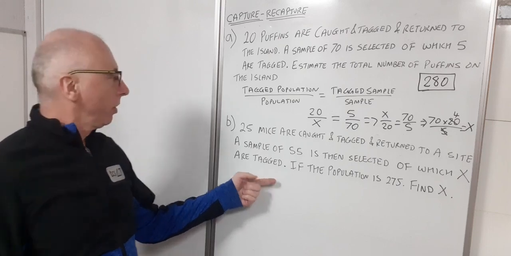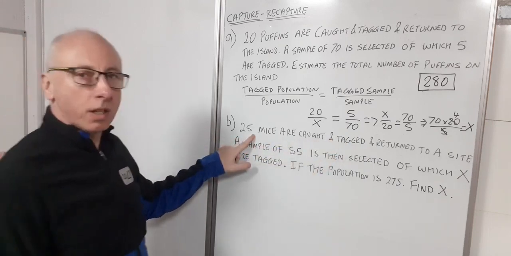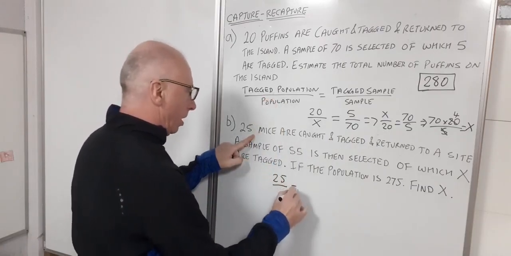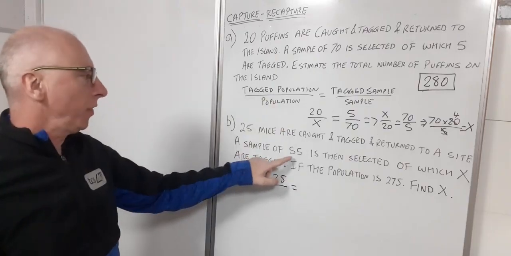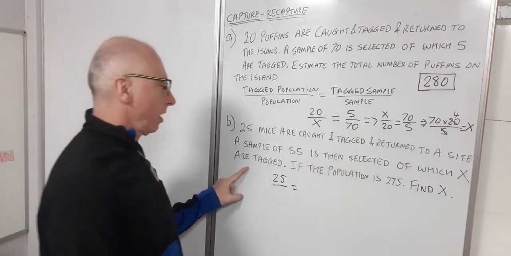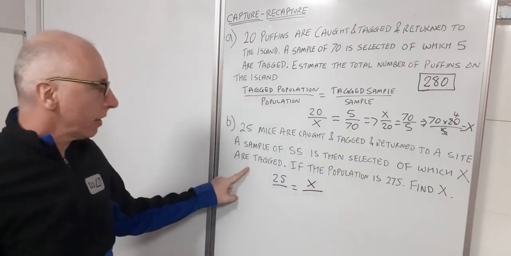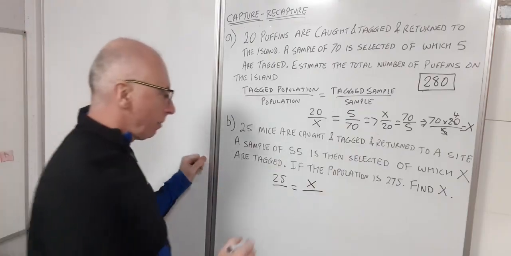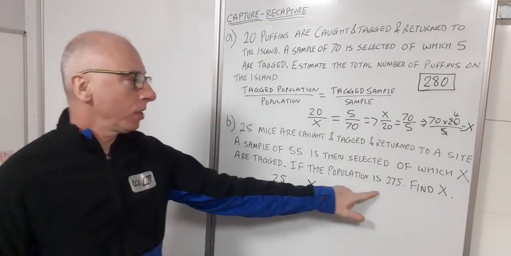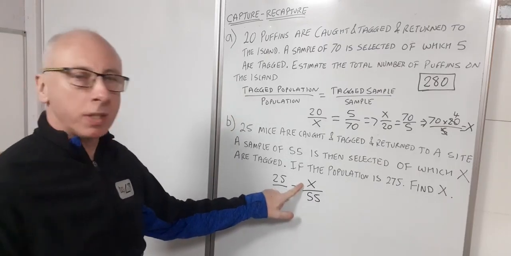So the second one, 25 mice are caught and tagged and returned to a site. So that's 25 tagged from the population. And then a sample of 55 is selected, of which X are tagged. So X are tagged, that's the sample tagged, and there was 55 in that sample. And then it says here, if the population is 275, find X, i.e. the amount of animals that we tagged.